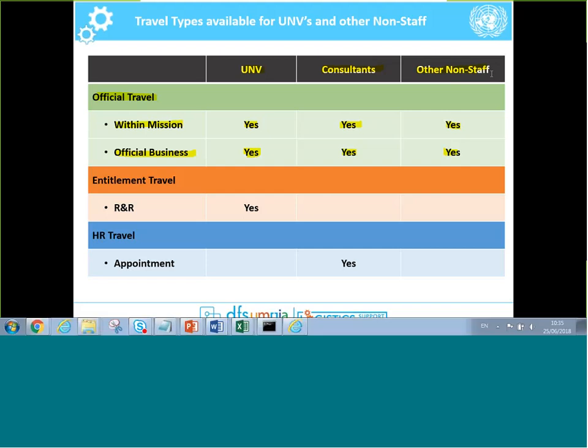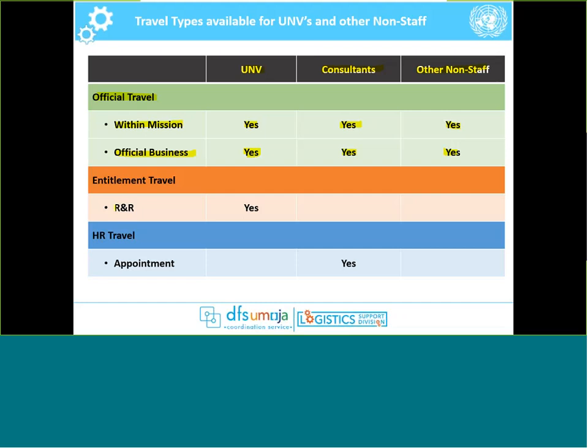And then there are specific travel types that only apply to a specific type of travelers. For example, R&R only applies besides international staff, but now we are talking about UNVs and non-staff. So R&R travel only applies in this case to UNVs. So if you have been granted the travel administrator role for UNVs, you should also be able to raise rest and recuperation trips or travel requests for UNVs.